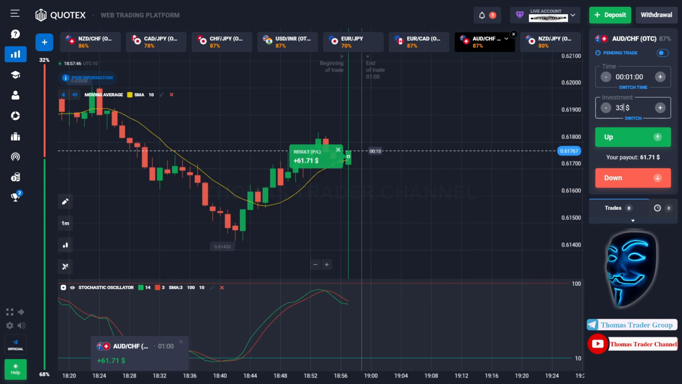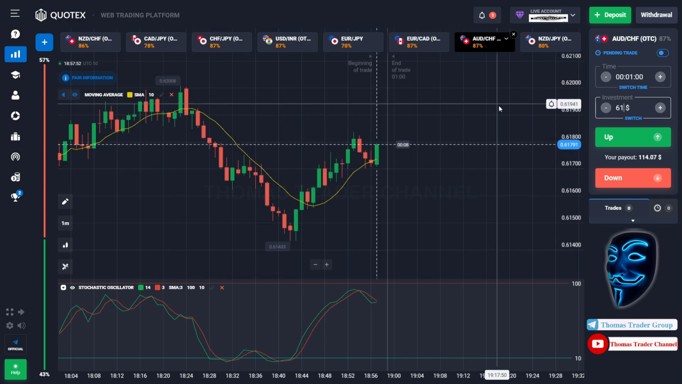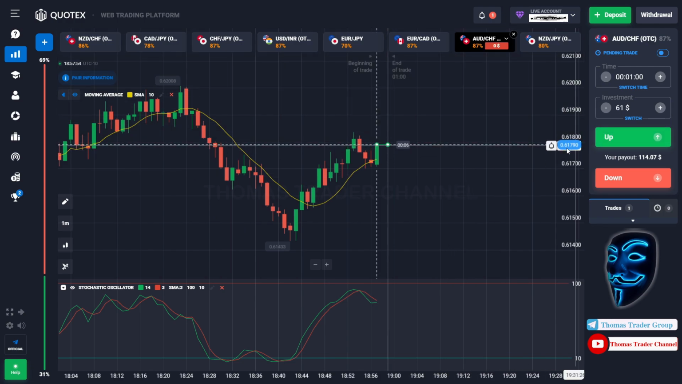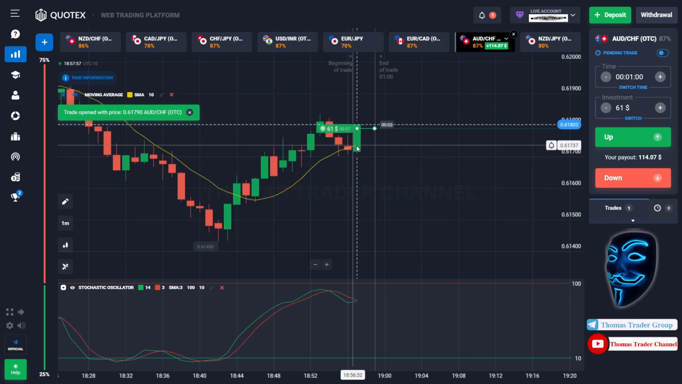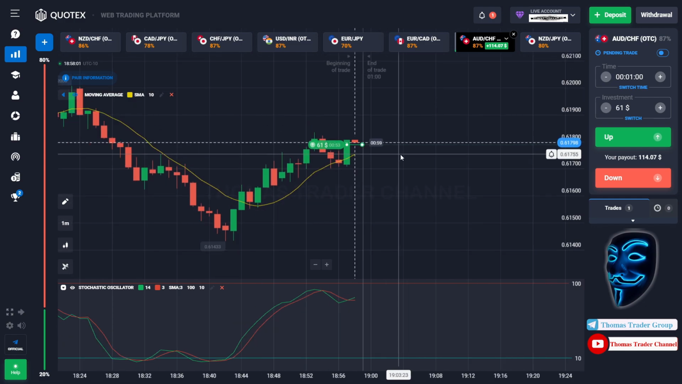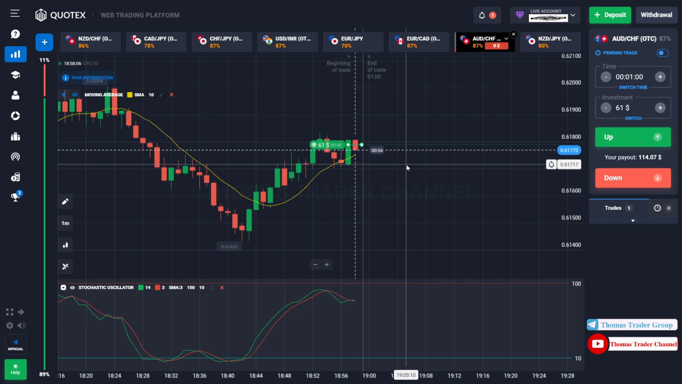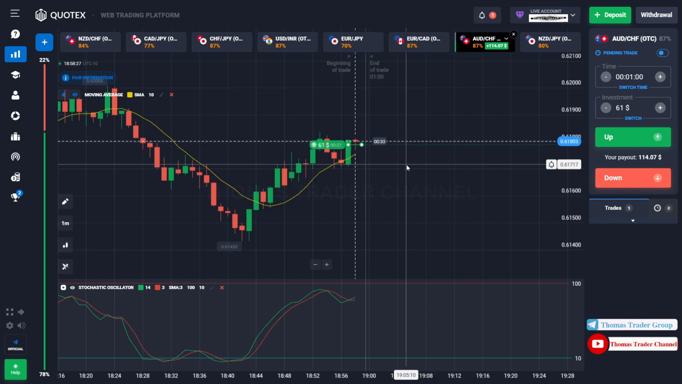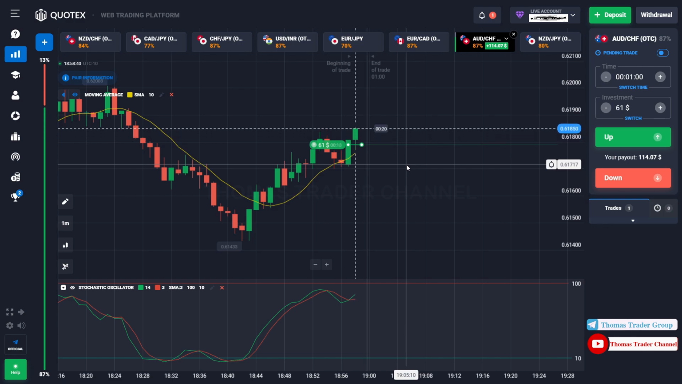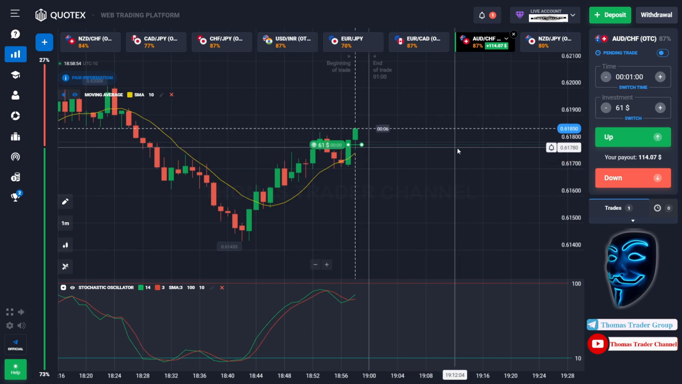Let's change our investment into $61. And over here we still can open buy for 1 minute. As you can see, the market has just made a rebound on the moving average line. I'm sure that the market will still continue the bullish trend. Let's prove it and let's wait till the end of our trade. We made a right decision over here. We made a profit of $114.